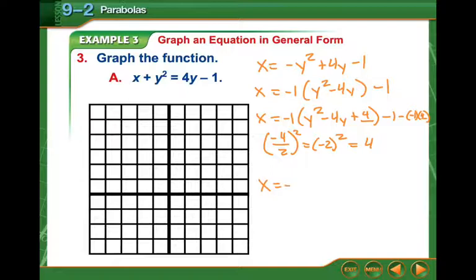So x is equal to -1. Our parentheses is a perfect square, so that's going to be y minus 2. We just take this number and put it there, squared. And then we have a -1 times 4, that's -4. Negative 4 is +4, so -1 plus 4 is +3.